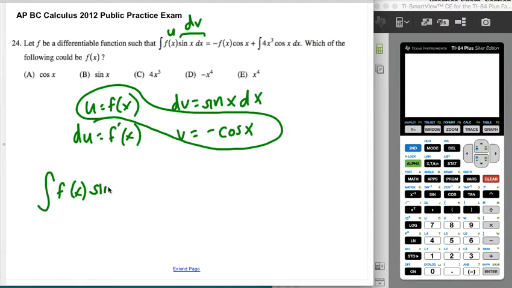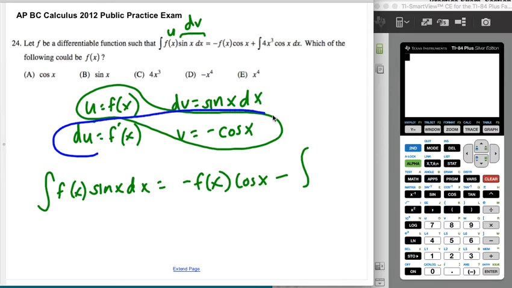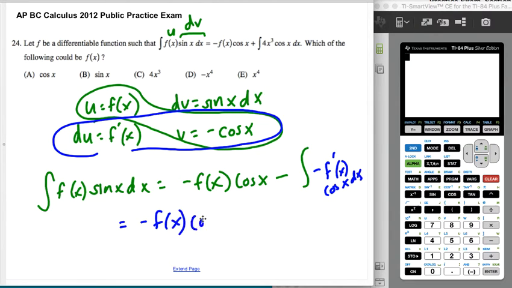So what that's going to mean is that this integral of f of x sine of x dx should be uv, so that's a negative f of x cosine of x, minus the integral of v du, so that's minus a negative f prime of x cosine of x dx. So if I clean that up a little bit, that's a negative f of x cosine of x plus the integral of f prime of x cosine of x dx, right?